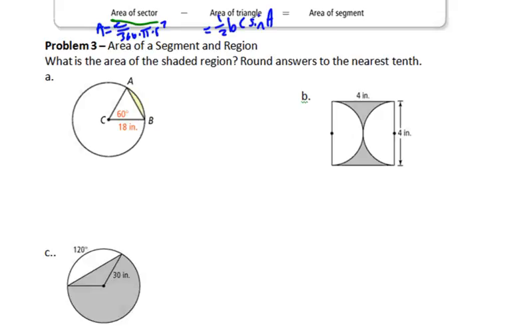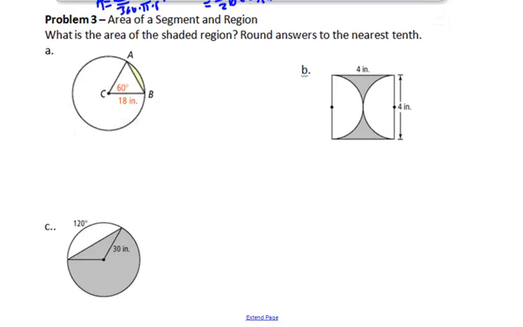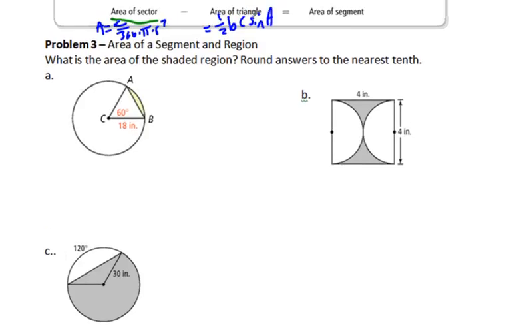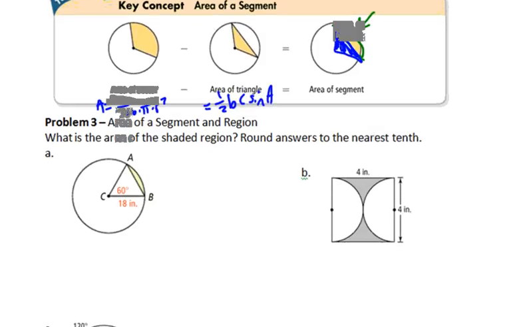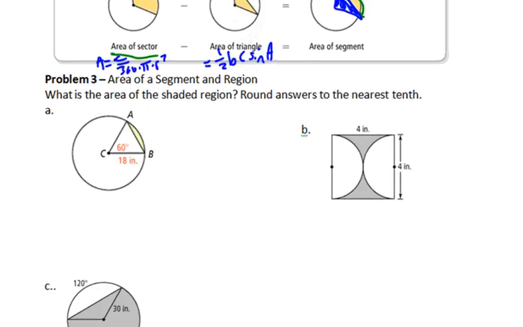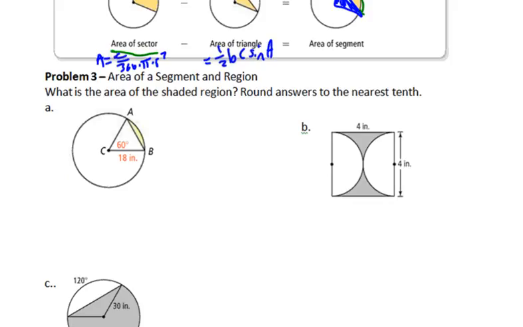We'll focus on A and C for this one. So what is the area of the shaded region? Round to the nearest tenth. All right, so we're finding the area of that segment. Sorry, we have to find the area of the sector first, though.